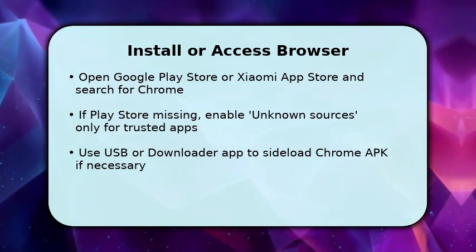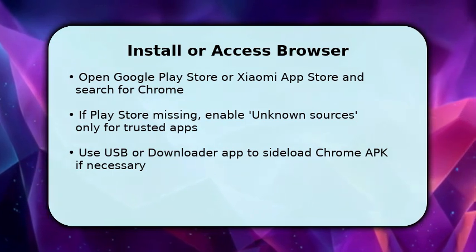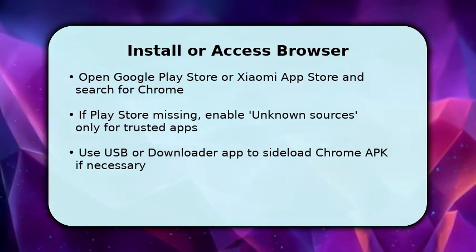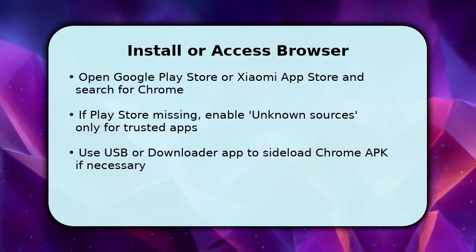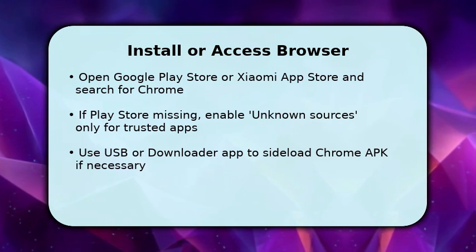If the Play Store is unavailable on your Xiaomi model, enable unknown sources briefly via security settings and use a verified APK through a USB stick or the downloader app. Take care to only sideload from trusted APKs.